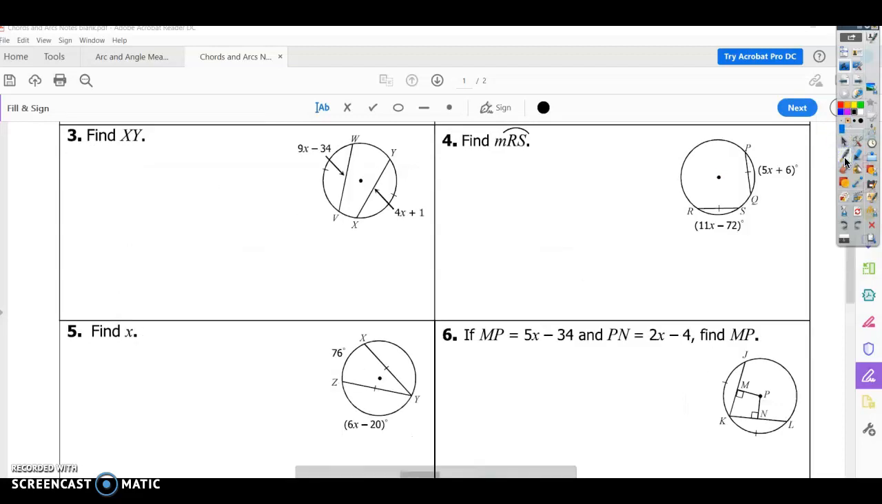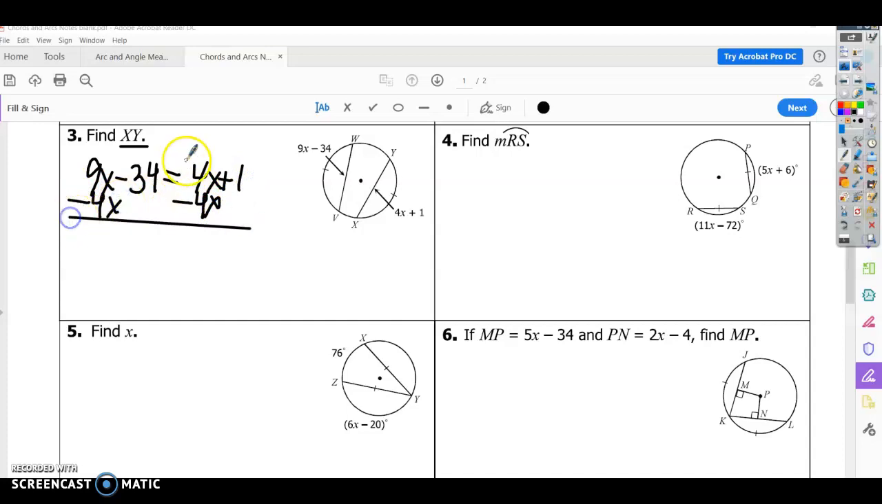All right, moving right along, this one says find x, y. Okay, so we're looking for this chord. We know that the chord is the same as the arc, so we are going to look at these two being congruent and set them equal. So 9x minus 34 equals 4x plus 1. Subtract 4x.